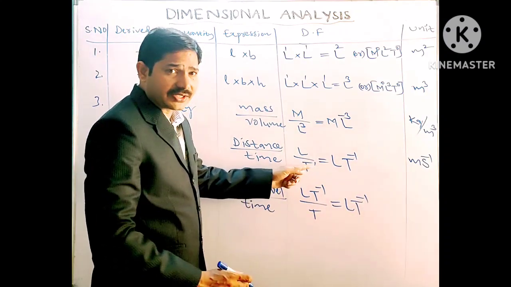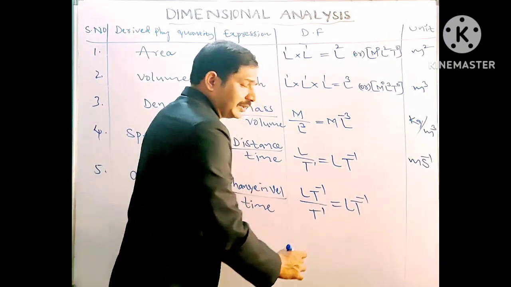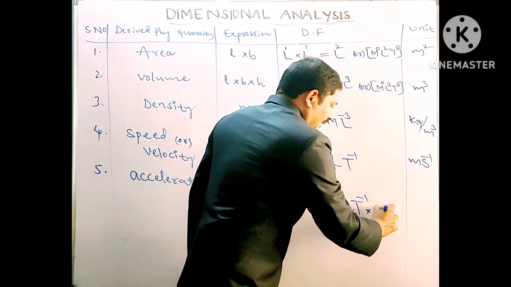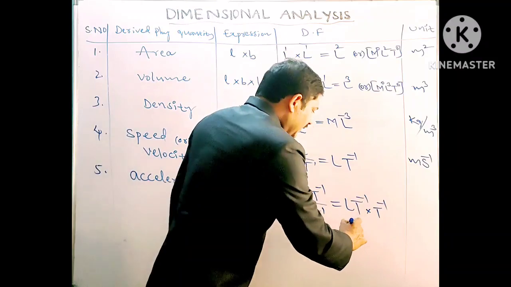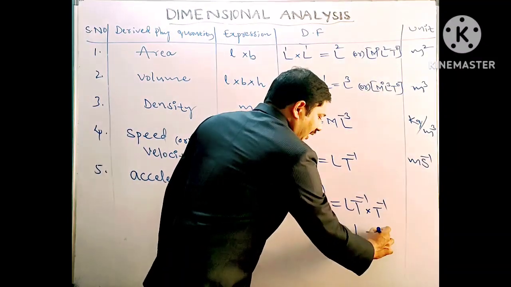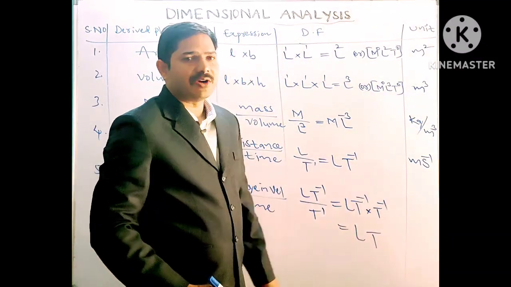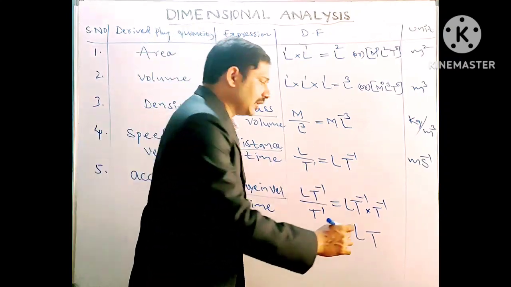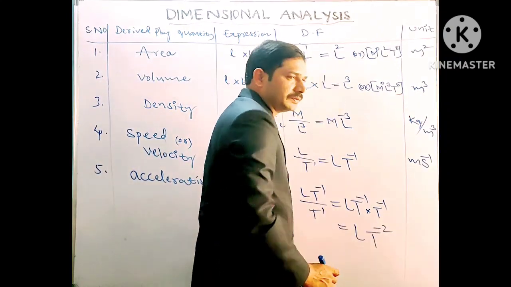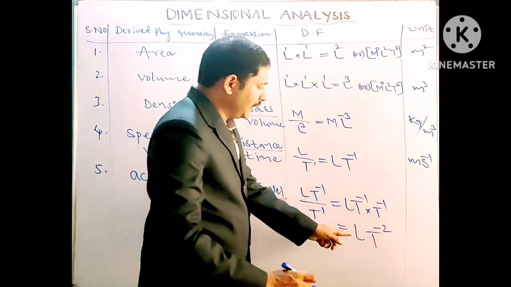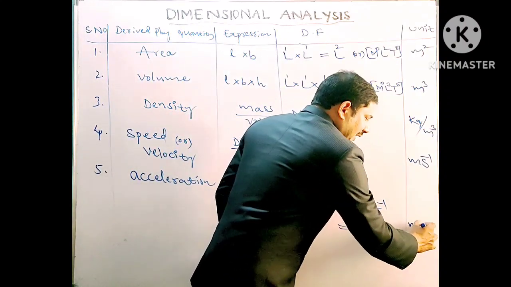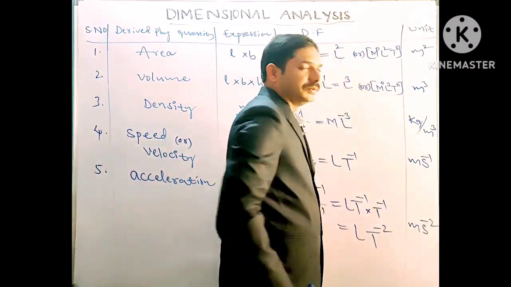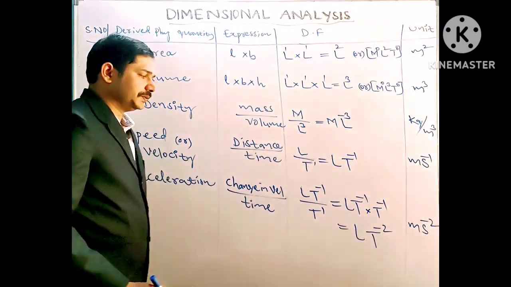Just now we discussed, nothing means power 1. This T to the power of 1 I am sending to the numerator, T to the power of minus 1. Here that equals L T to the power of, bases are equal, powers should be added, minus 1 plus minus 1, total how much? Minus 2. Unit. Here length unit is what? Meter. Time unit is what? Second. Power how much is there? Minus 2.